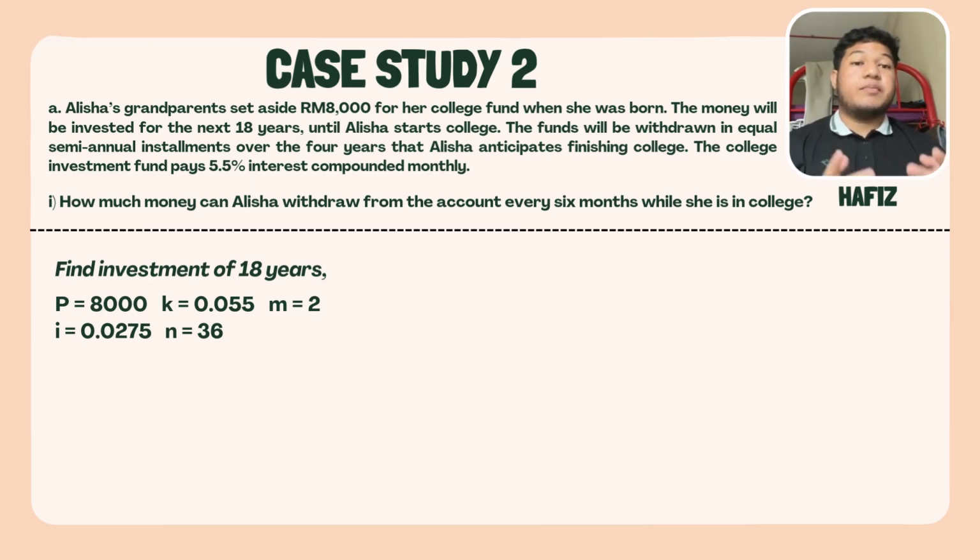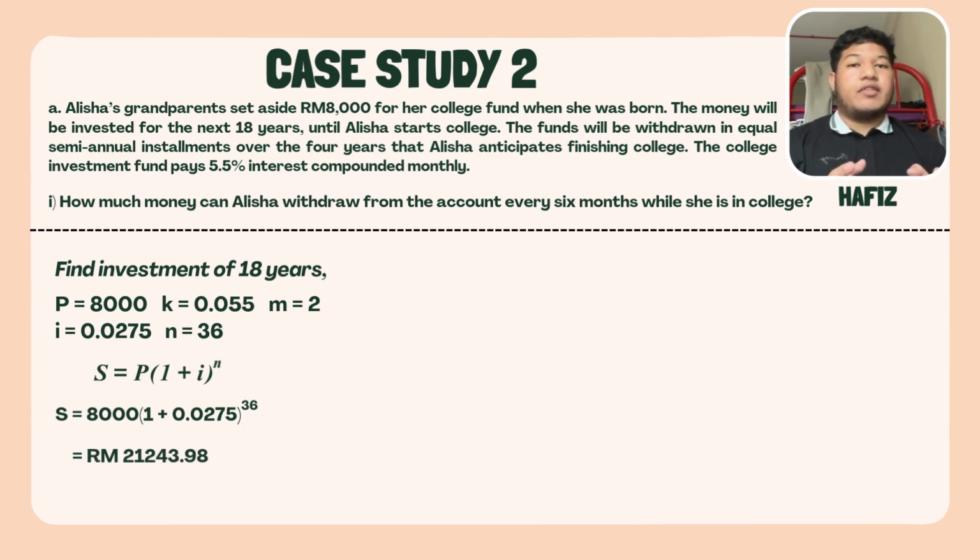So we're going to use the compound interest formula, which is S equals P, open bracket, 1 plus i, close bracket, to the power of n. So we summarize that S equals 8,000, open bracket, 1 plus 0.0275, close bracket, to the power of 36. We're going to get RM 21,243.98.